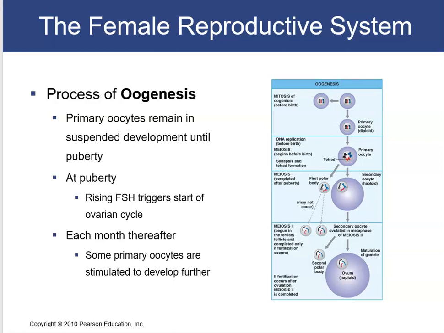Let's look at the process of oogenesis. The primary oocytes will remain in suspended development until puberty. At puberty, what stimulates this process will be rising FSH levels. This will trigger the start of the ovarian cycle. And then each month thereafter, roughly 10 primary oocytes will be stimulated to begin this process, but usually only one ends up completing the process.